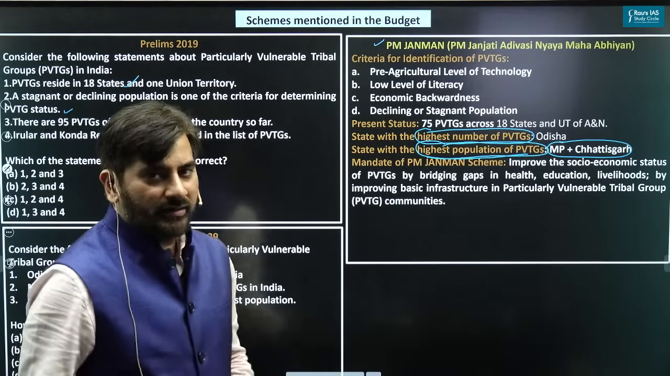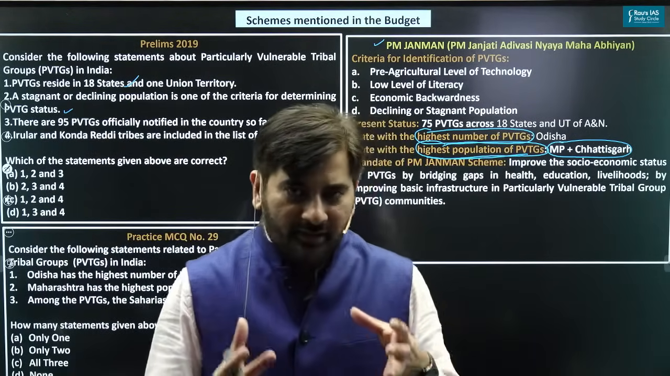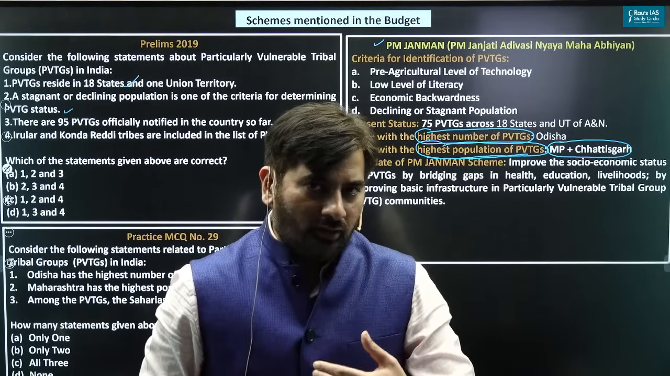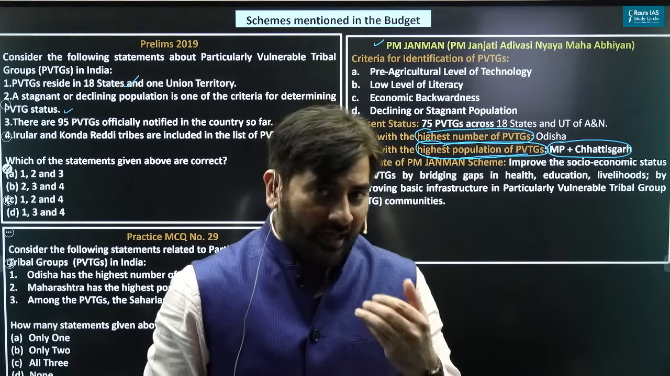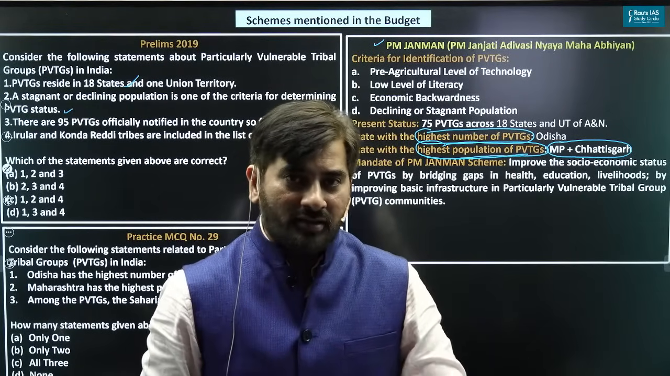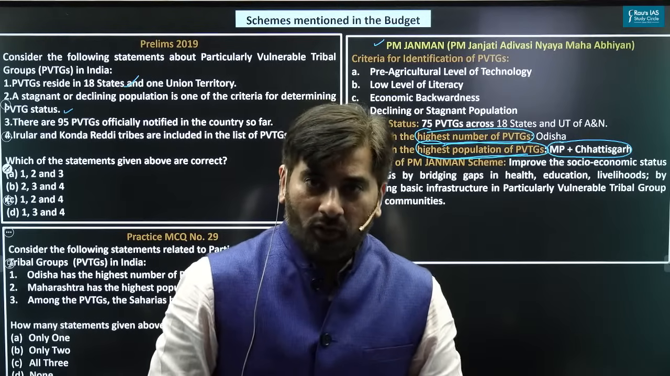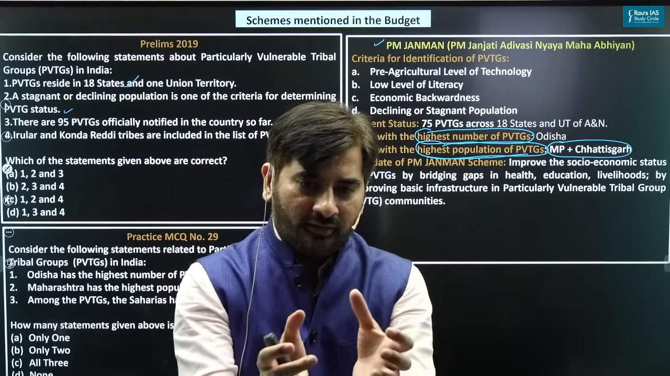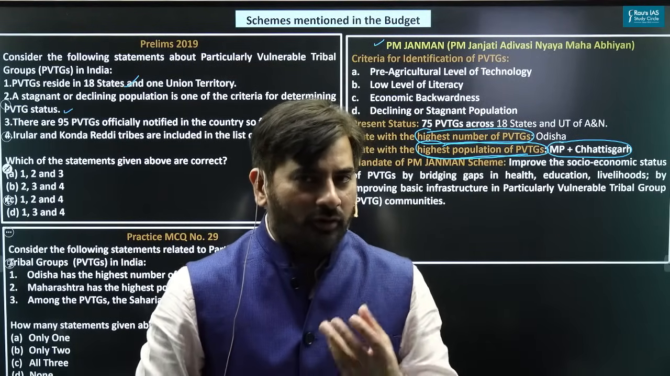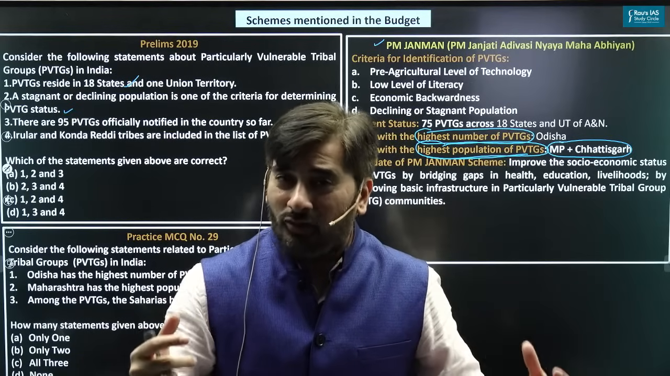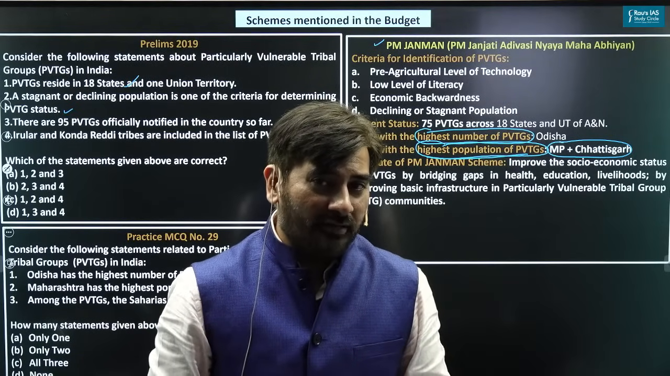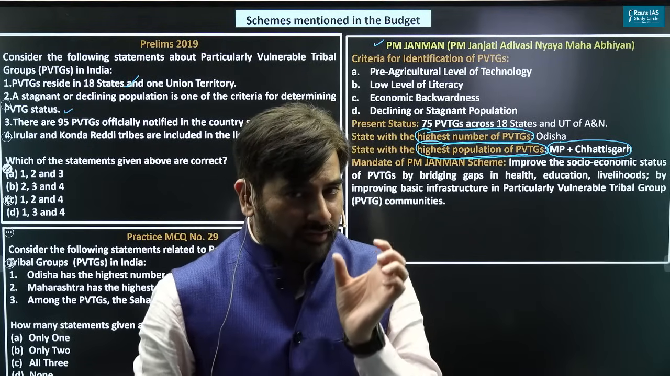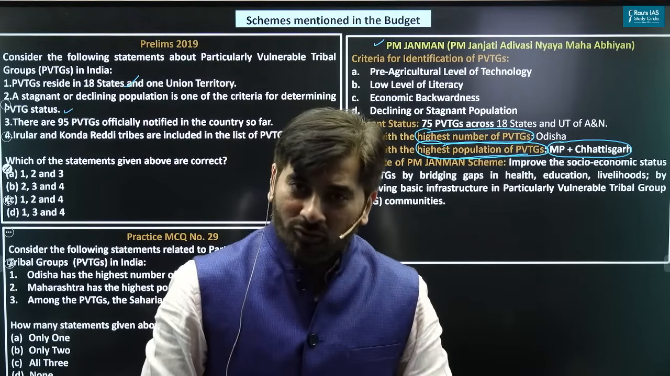Mandate of PM Janman scheme. You must see that these PVTGs are staying in a particular habitation. These habitations might not have the road connectivity. They might not have the school infrastructure, the healthcare infrastructure, electricity, drinking water, and so on. So in order to provide a host of social services to these tribal habitations, don't you think we have to provide for active coordination between multiple ministries and departments? What coordination? The Ministry of Rural Development should focus on construction of rural roads under Pradhan Mantri Gram Sadak Yojana.